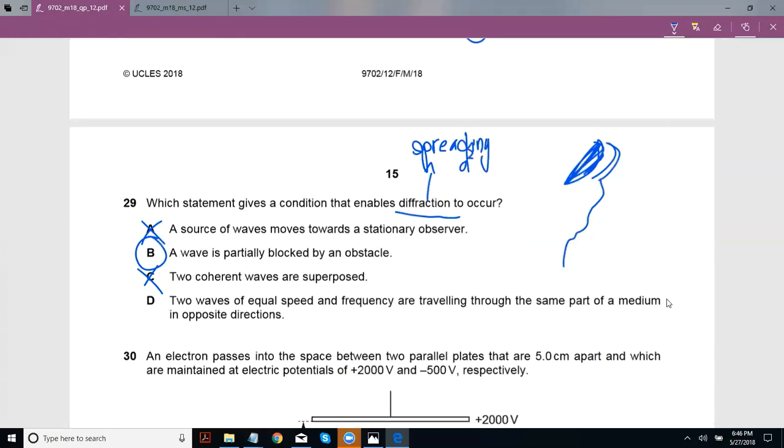C is interference, right? Yeah, diffraction is the spreading of waves, so again C doesn't help. D: two waves of equal speed and frequency are traveling through the same medium in opposite directions. Well, let's see. That would form a stationary wave. Yeah, probably yes. But again, you want spreading of waves, and that happens when they either go through a slit or go around an obstacle. So if they're partially blocked by an obstacle, that would also happen.